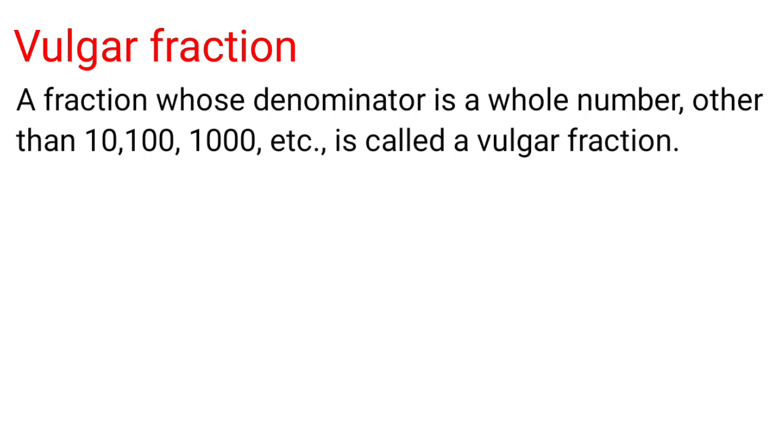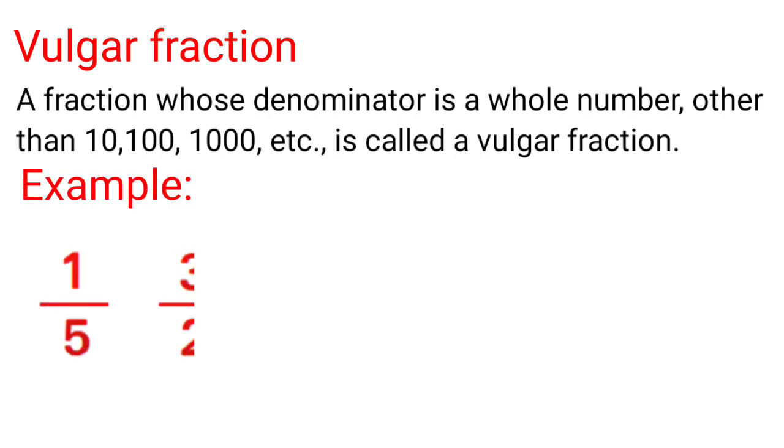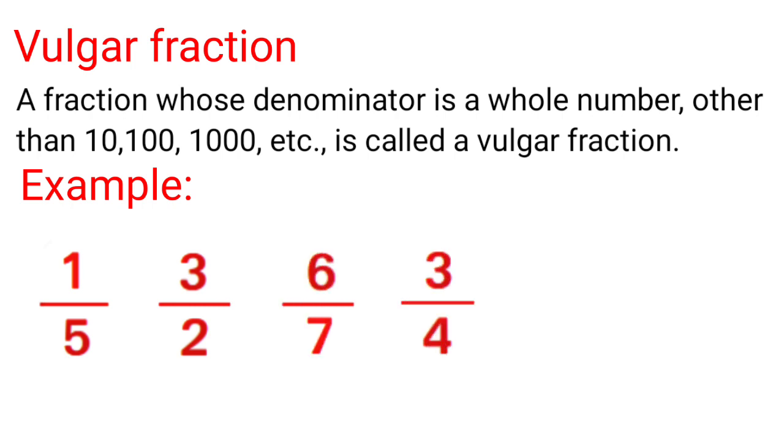Next one is vulgar fraction. A fraction whose denominator is a whole number other than 10, 100, 1000, etc. is called a vulgar fraction. For example, 1 by 5, 3 by 2, 6 by 7, 3 by 4. All these are vulgar fractions because their denominators are other than 10, 100 and 1000.